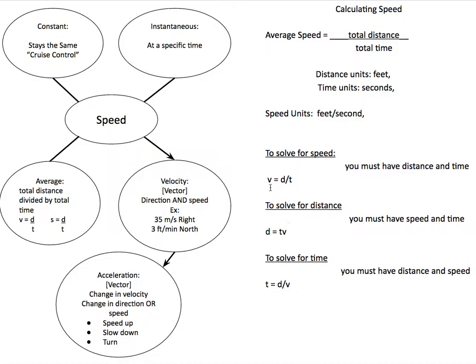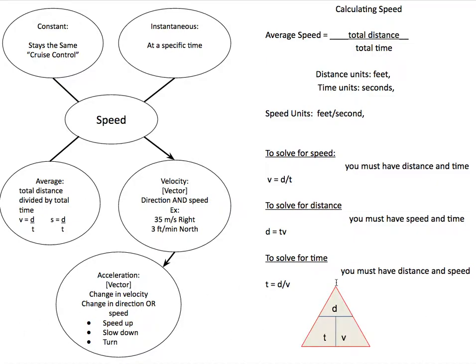So if our normal equation is v equals d over t, then distance, right, we would move the t. To get the d by itself, we have to multiply both sides by t, and you end up with d equals t times v. To get t by itself, then, we would have to divide both sides by v, and we get t equals d divided by v. Once again, I'm using v for average speed, but if you wish to use the letter s, you may.